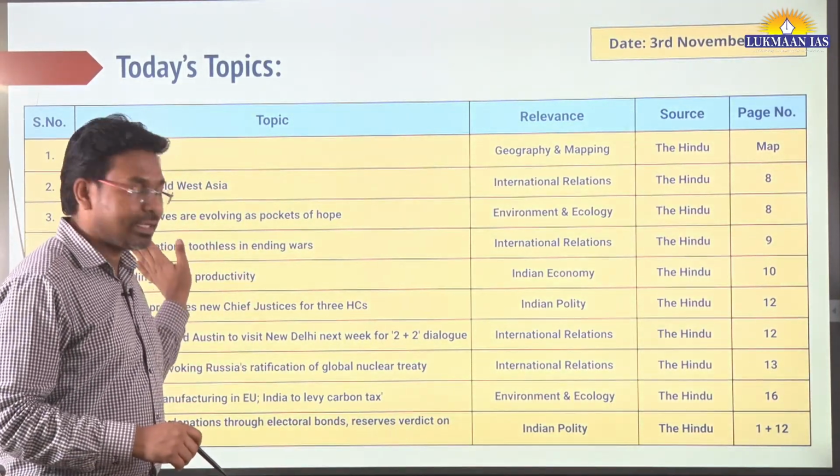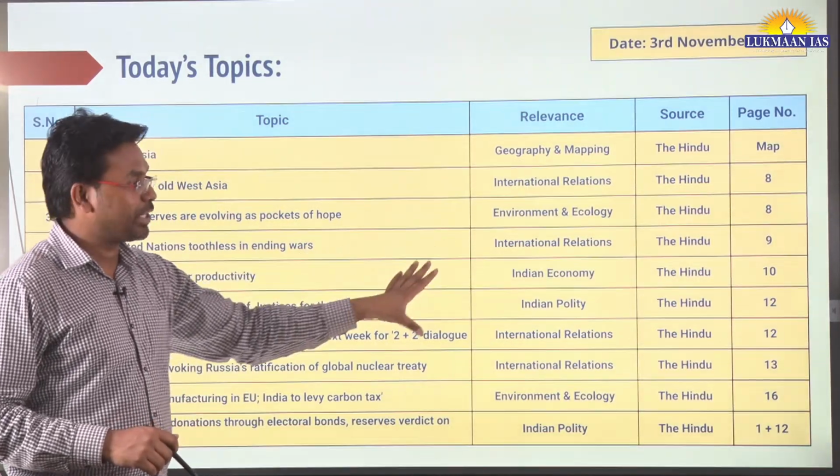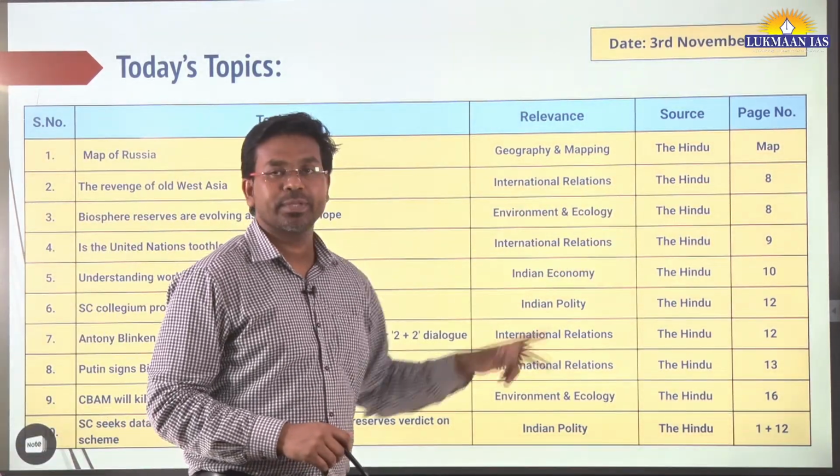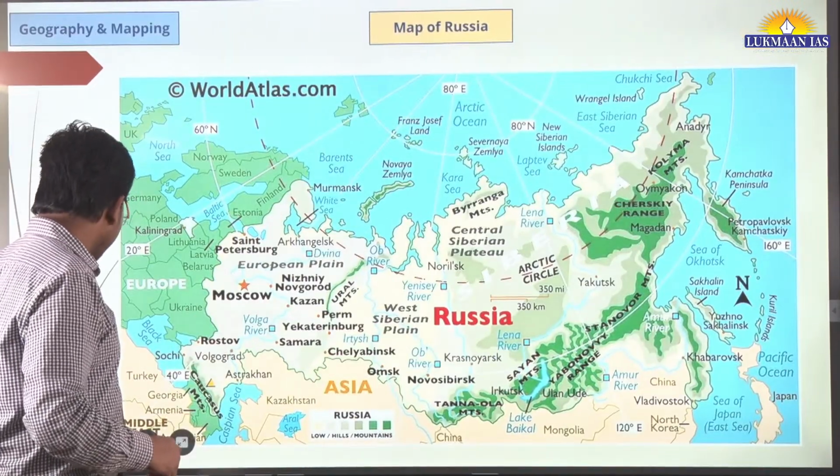So name of the articles along with their relevance, according to the syllabus is mentioned, and also page number from the Hindu newspaper is listed here. So let us start with the mapping topic.